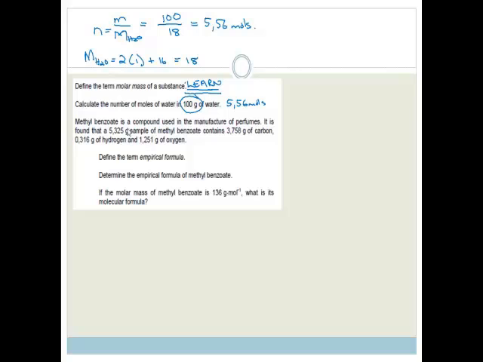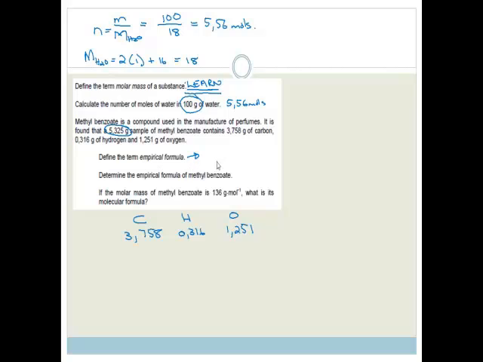Right, now it says methyl benzoate is a compound used in the manufacture of perfumes. It is found that a 5.325 gram sample of methyl benzoate contains carbon, of which there is 3.758 grams, hydrogen, of which there is 0.316, and oxygen, of which there is 1.251.